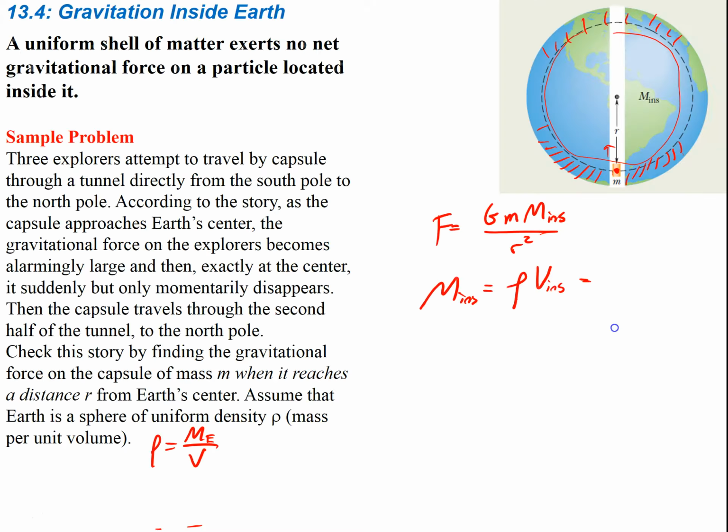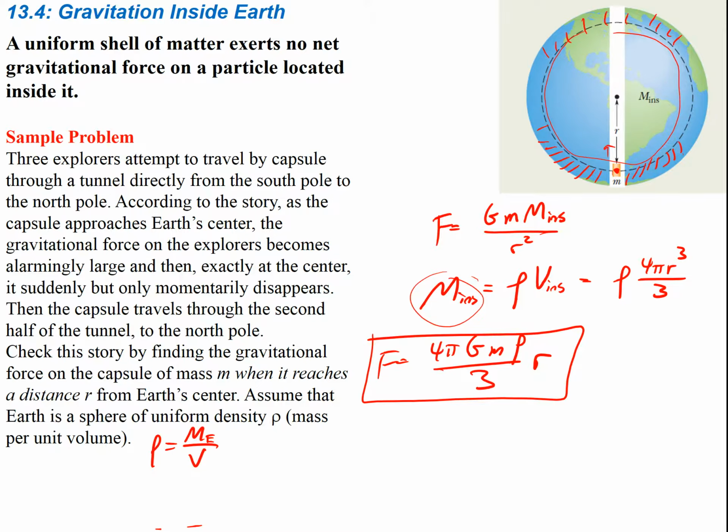And we can find the volume simply by the equation 4 pi r cubed divided by 3. That's the volume of a sphere. On an AP test, they would certainly give you this. And we can go ahead and take this mass of the inside and plug it into our equation. So this turns out being 4 pi times our constant G times little m times the density of Earth divided by 3, times r.